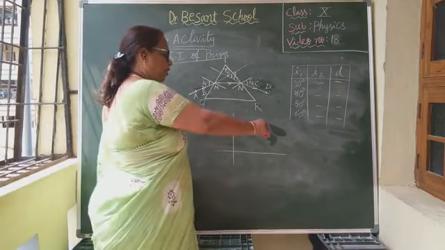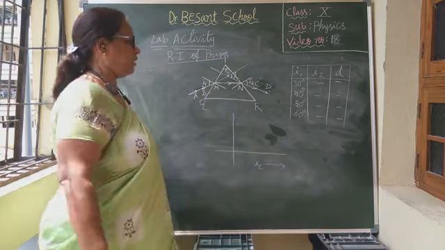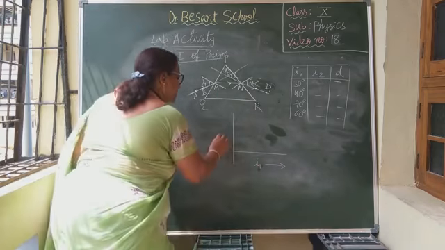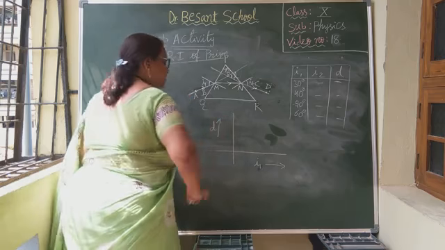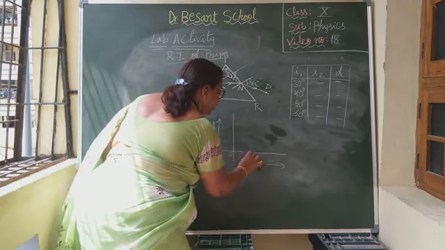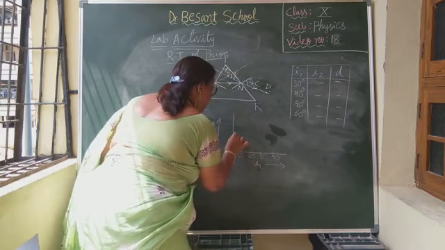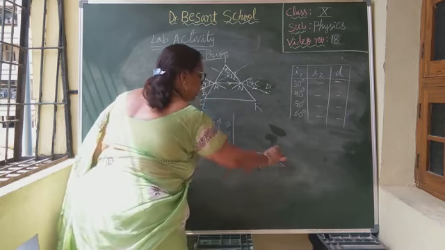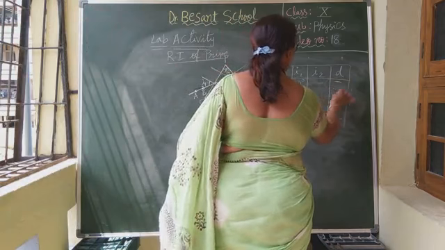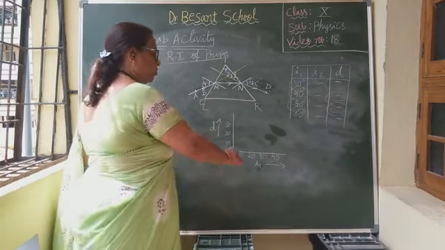On the graph paper, on the x-axis, we will write the angle of incidence values, I1. Whereas on the y-axis, we will write the angle of deviation values. You will record the values 0, 10, 20, 30, 40 like that, and here also 10, 20, 30, 40 like that. Using the table, considering these values I1 and D, we should plot the graph.